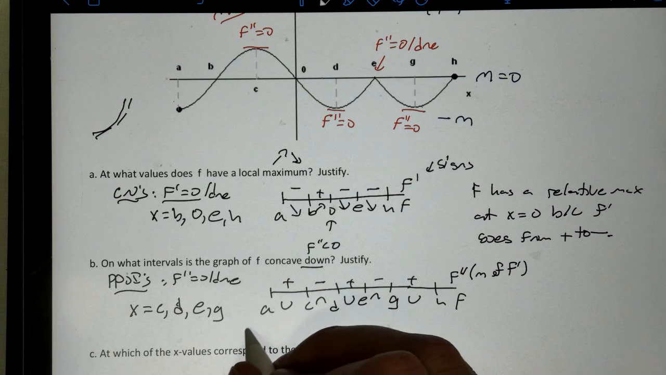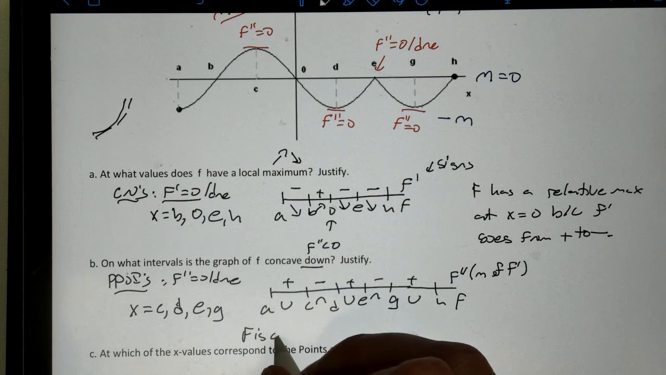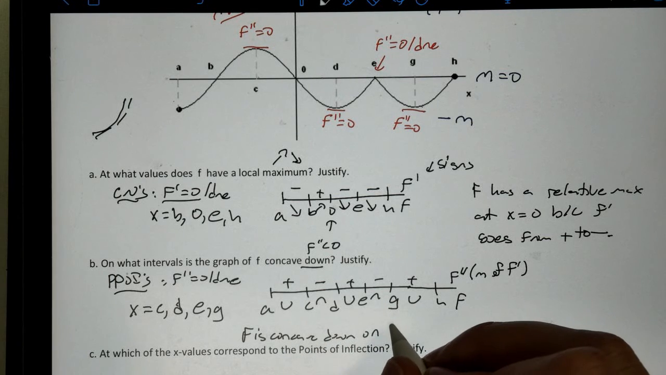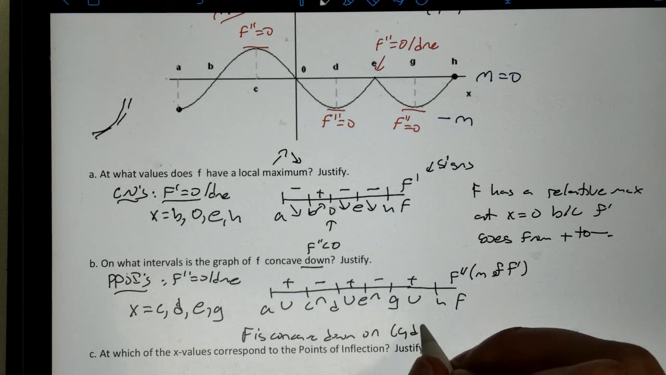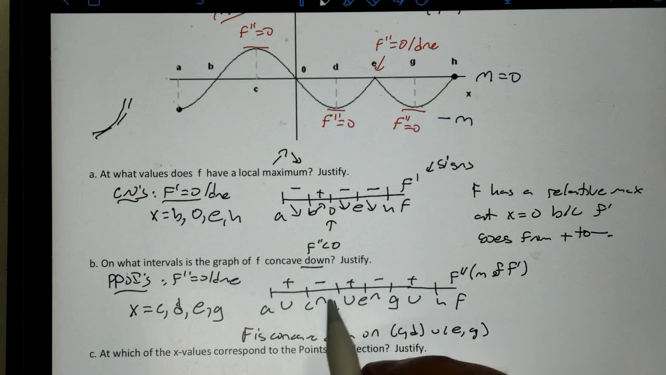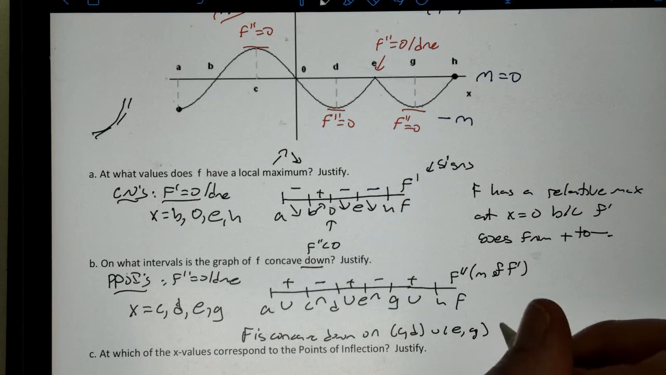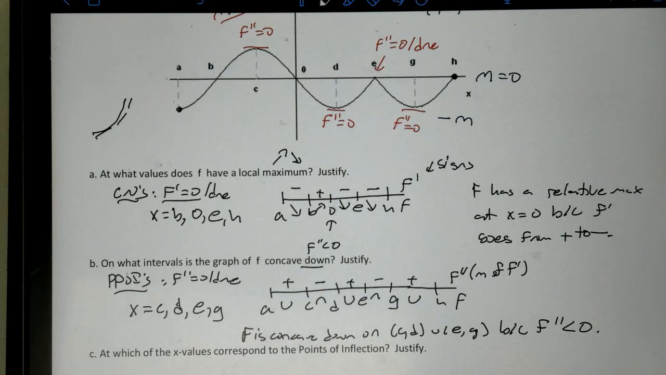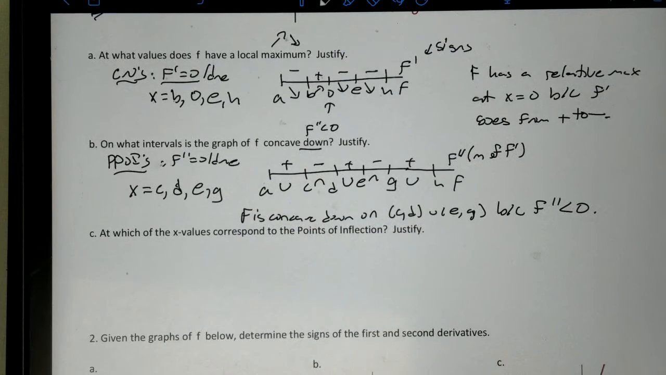So we can say that f is concave down on the following: C to D, or e to g. And I think that's it. 1, 2. Yep. And that is because, of course, the second derivative is less than 0. And there's our answer. Now, do we have any POIs?